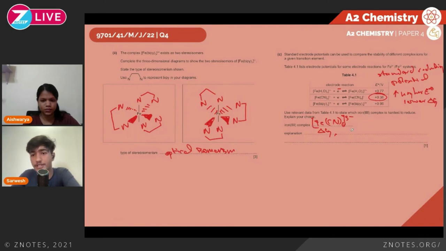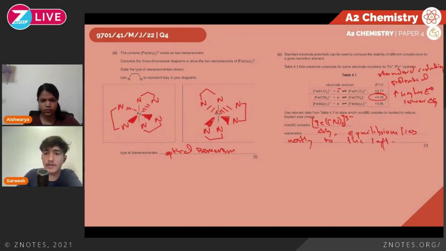So over here the equilibrium lies mostly to the left. So since the equilibrium lies mostly to the left, the electrode potential is also less and in turn harder to reduce.